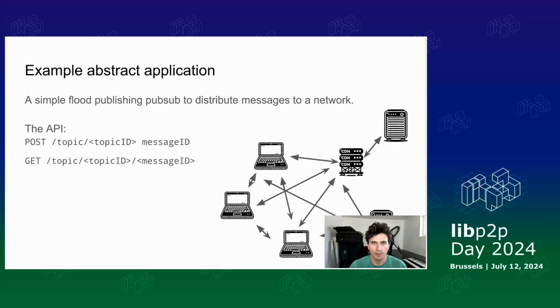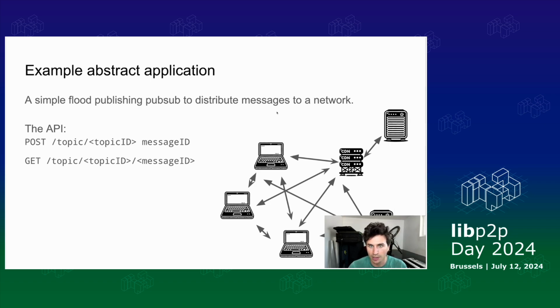Here's an example of a flood publishing style pub/sub application to distribute messages in a network. You can use this for a group chat or for sharing the latest block in the blockchain network. The API is pretty simple. We have a post request that informs the server about a new message ID we have, and we have a get request to fetch the message given the message ID.